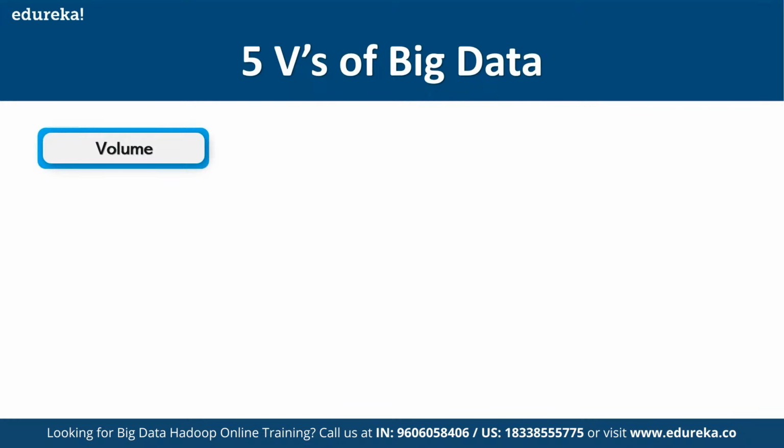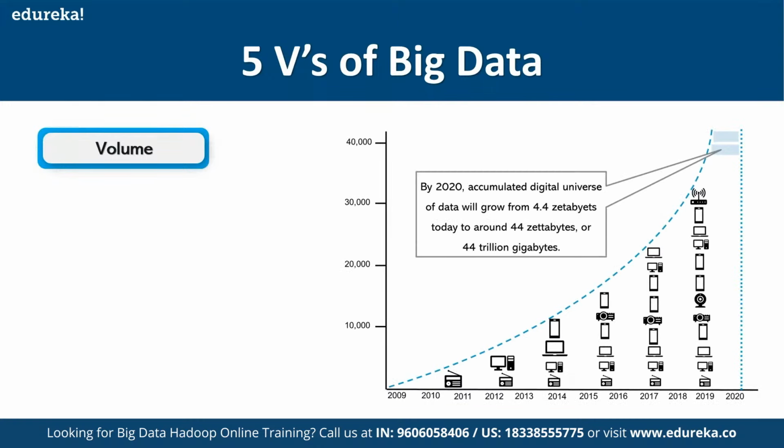All right. The first V is volume. Here is a survey which says that by 2020, the accumulated digital universe of data will grow from 4.4 zettabytes today to around 44 zettabytes or 44 trillion gigabytes. So of course, it has come true today. We have ended 2020 already and the data is growing and growing. All right, so the volume of this huge, large, and raw data keeps growing.